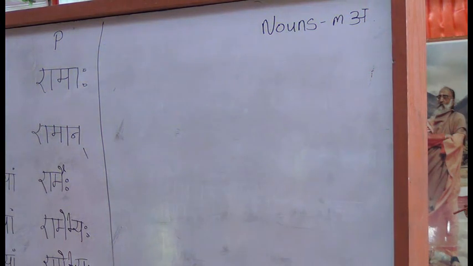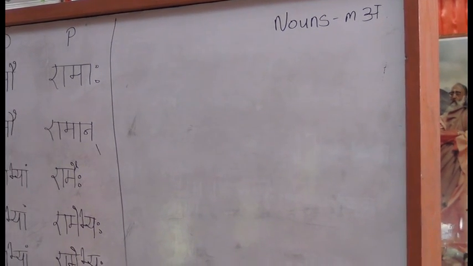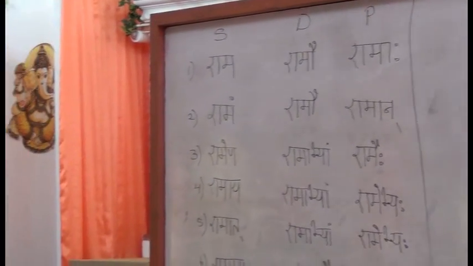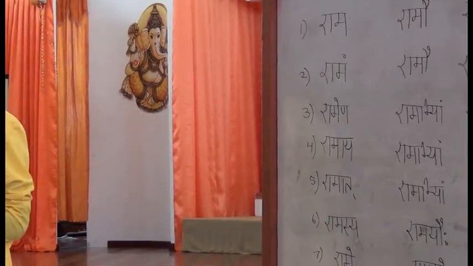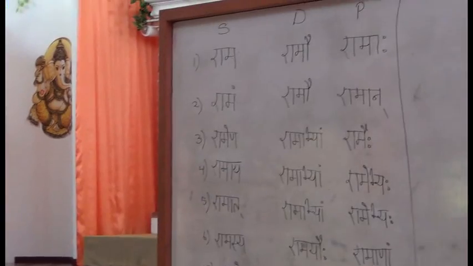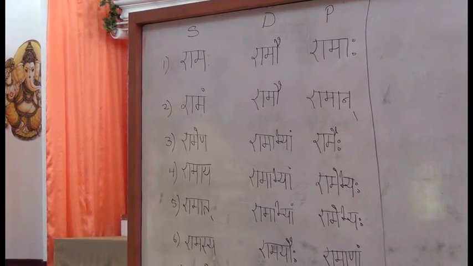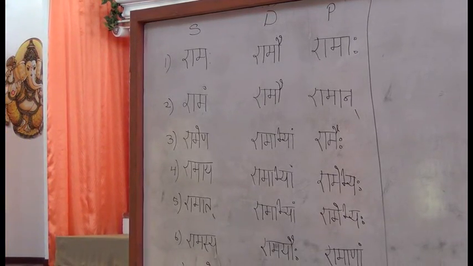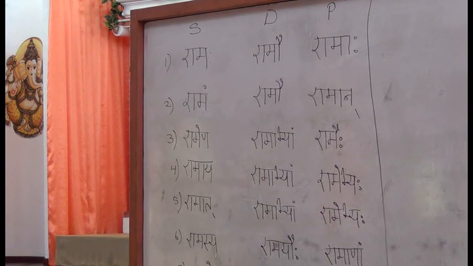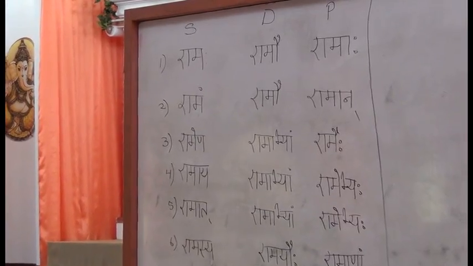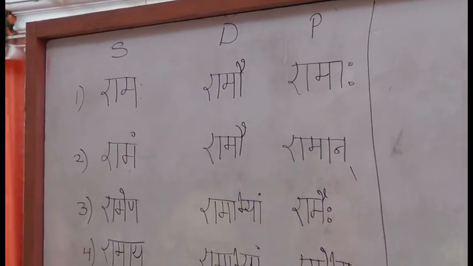Everybody finished? Okay. Let's look at the board and let's say all these. We're going to say one case at a time. The entire case: singular, dual, and plural. So for case 1, Ramah, Ramo, Ramaha. One more time. Ramah, Ramo, Ramaha.